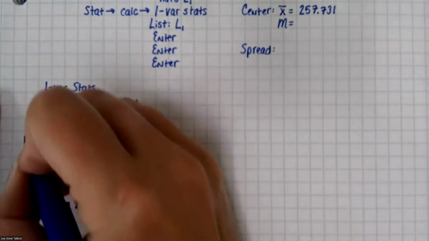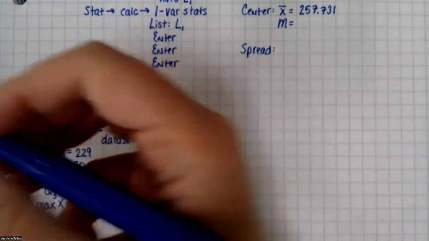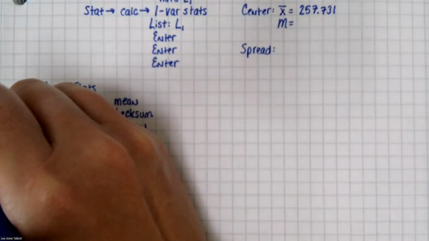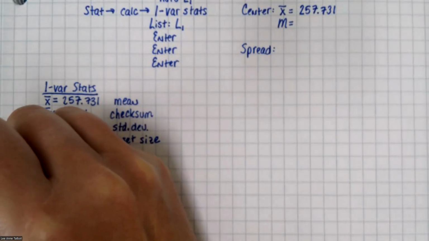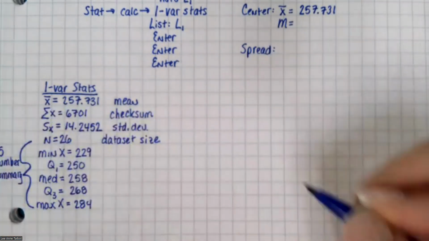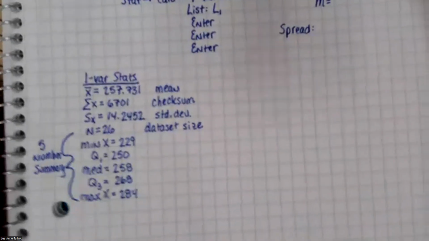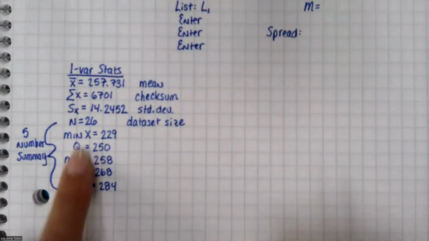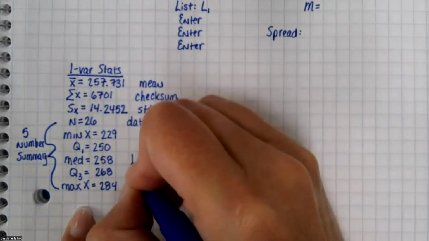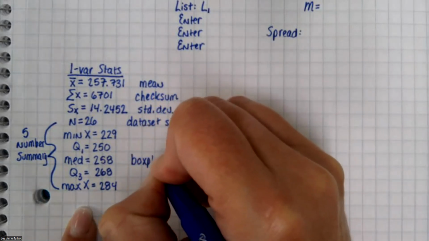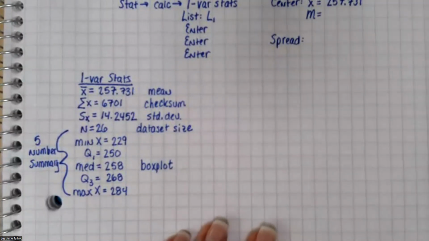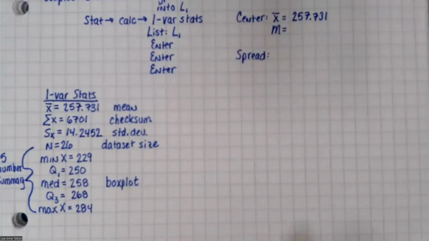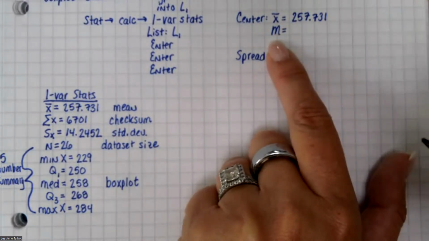And then these guys here all have a name. It's called the 5-number summary. These 5 are called the 5-number summary. And these are what we use to make our box plot, which we're going to do in a second. Okay, and I'm going to transfer the median up here.